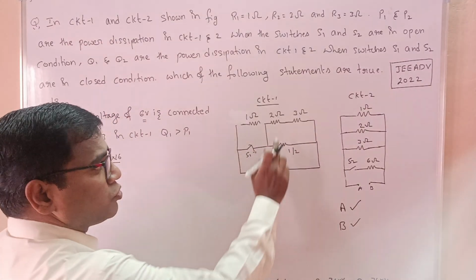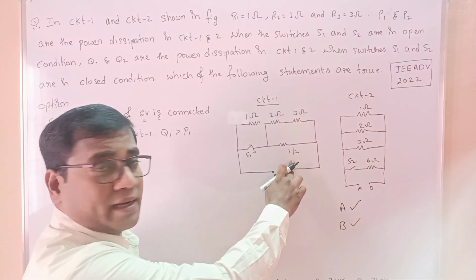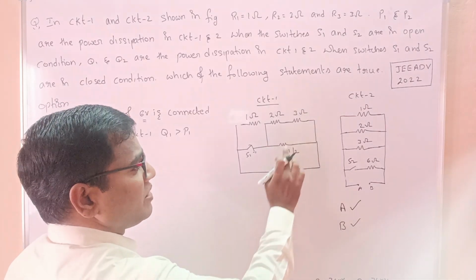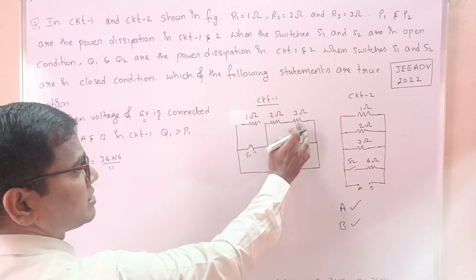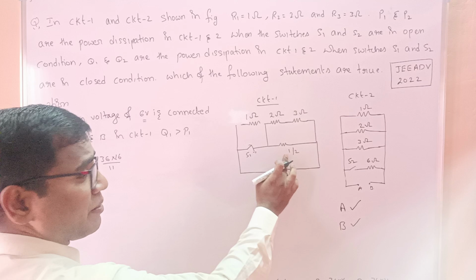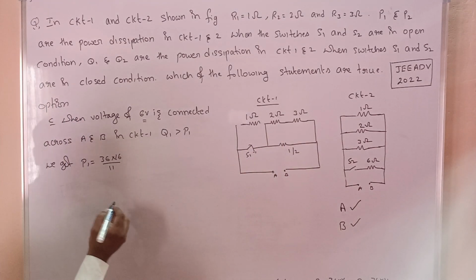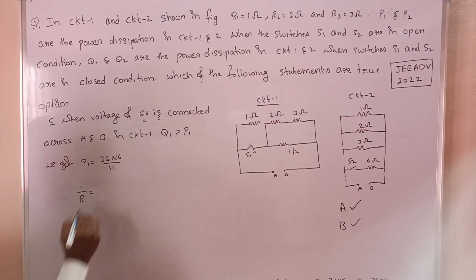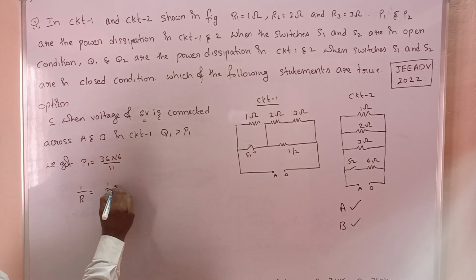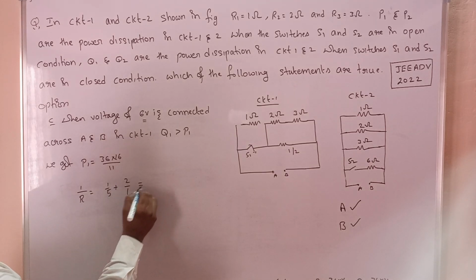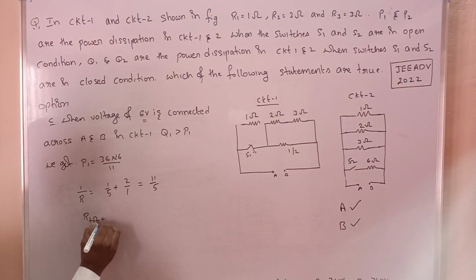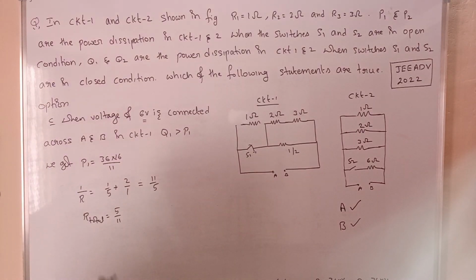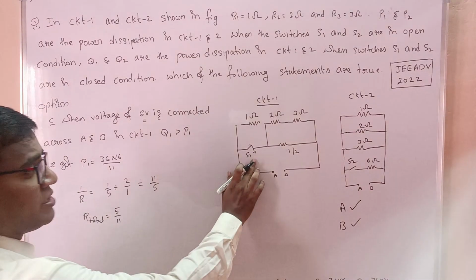In this one, 2, 3 and 1 by 2 will add. These two are in series, and this one is in parallel. So we will find the resistance. The 5 and 1 by 2 are in parallel, so 1 by R can be written as 1 by 5 plus 2 by 1, which is 11 by 5. R total is 5 by 11. So 5 by 11 is the resistance when S1 is closed.